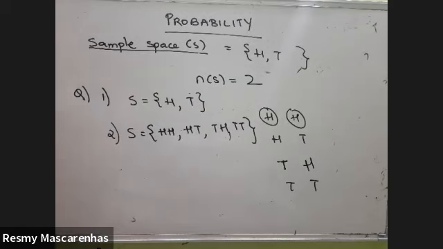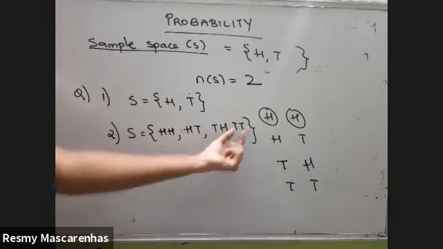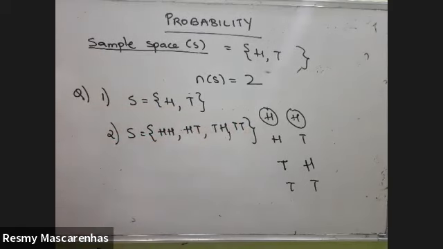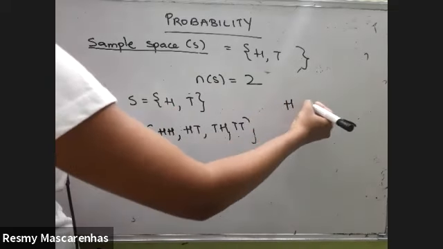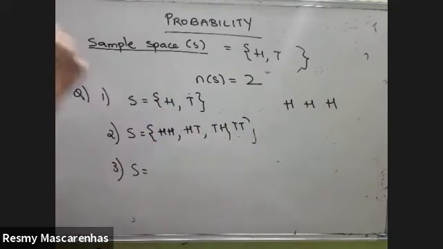So when one coin is tossed, it could be head or tail. When 2 coins are tossed, it could be head-head, head-tail, and so on. Now the third one, when 3 coins are tossed, it could be all heads.